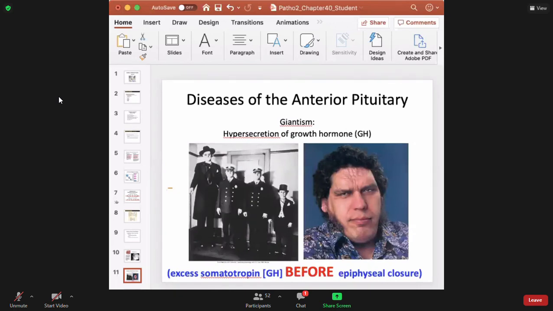So giantism would be a hypersecretion of growth hormone before the epiphyseal plates close, right? That would mean that the long bones have the ability to grow. A great example of giantism is Andre the Giant. How many of you know who Andre the Giant is?